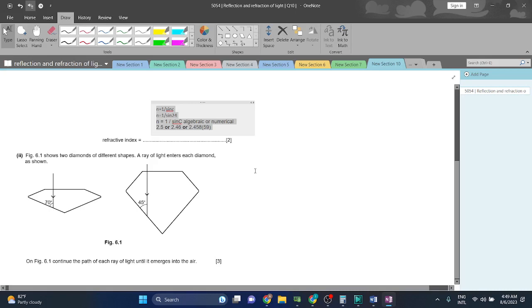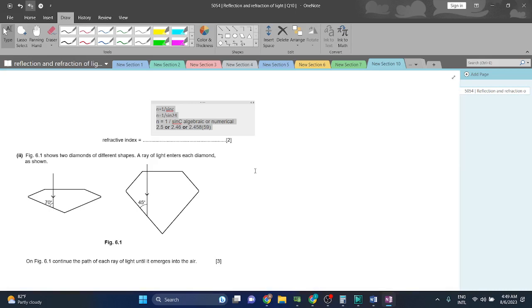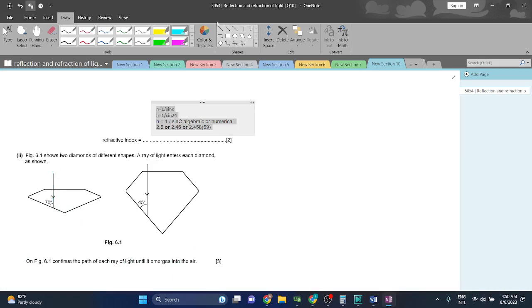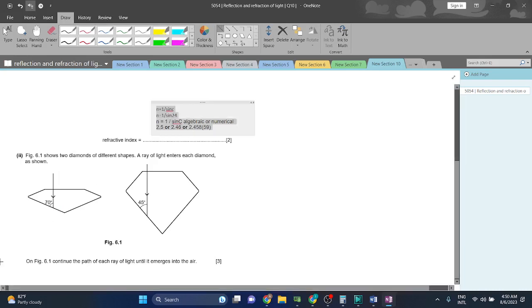तो आगे चलते हैं. Figure 6.1 shows two diamonds of different shapes. A ray of light enters each diamond as shown. Ray of light enter हो रही है इधर से इस diamond में और इधर से इस diamond में. On figure 6.1, continue the path of each ray of light until it emerges into the air. अब इधर refract हो रही है and it has to emerge into the air eventually. So first of all, what we're going to do is make a normal. Normal is always 90 degrees to the surface. So this is going to be the normal.